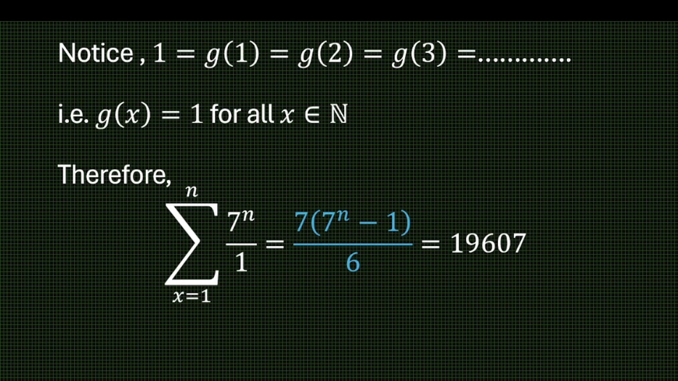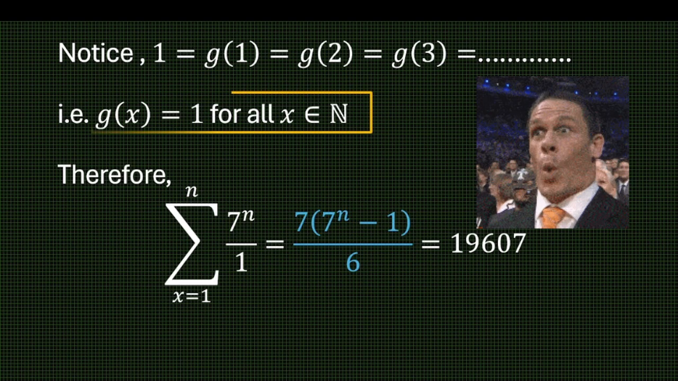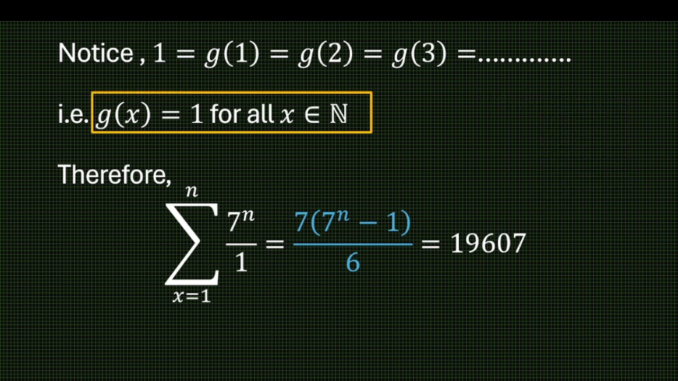Therefore, summation f of x divided by g of x will be summation 7 to the power x divided by 1. So, by formula, we get 7 into (7 to the power n minus 1) divided by 6 is equal to 19607. Now multiply 6 into 19607, we will get 117642.